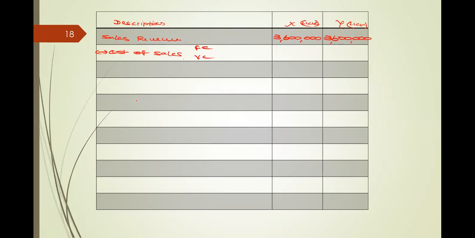X. I need fixed cost. How much? Please tell fixed cost, the fixed cost within the cost of sales.